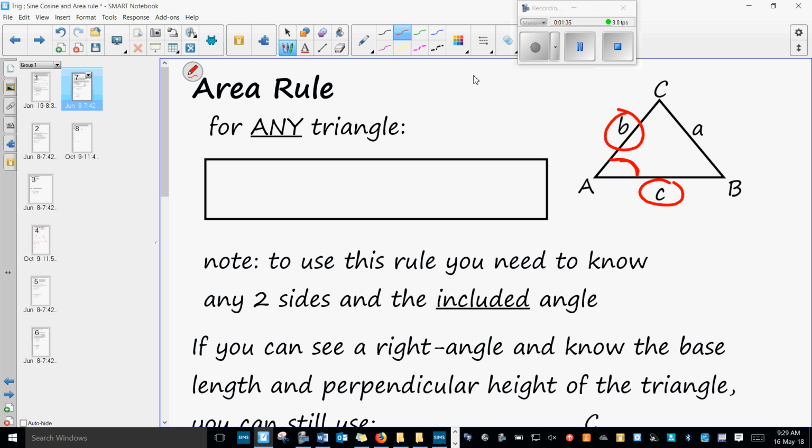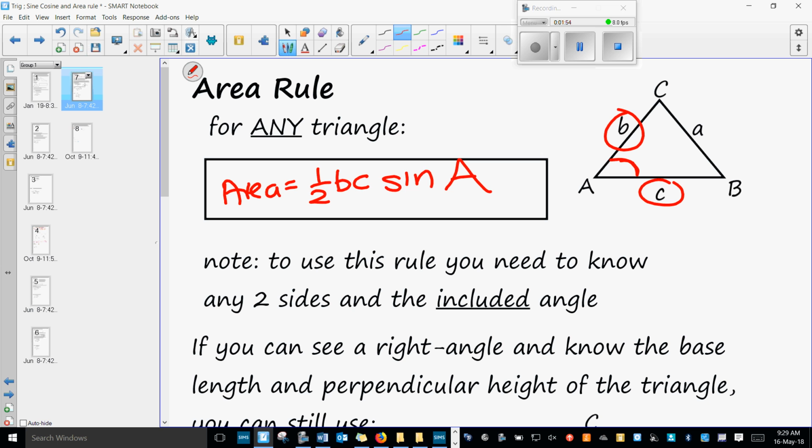Because I've circled there, I'll write it differently. So we can say that the area is a half BC sine A. Now, it's not written like that in your formula booklets. In your formula booklets, it's written a half AB sine C.